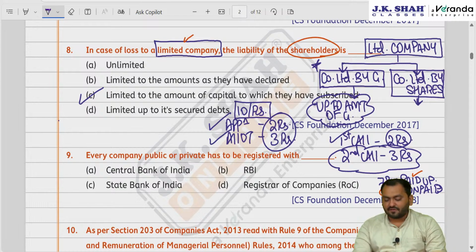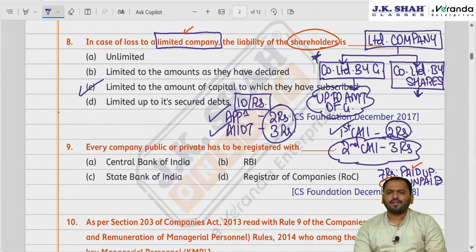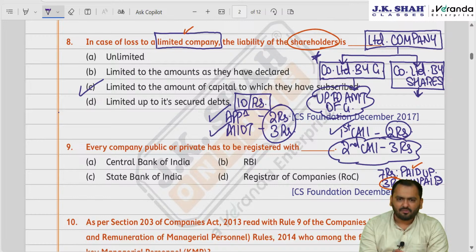Okay, one more thing, friends. If 10 rupees per share is the price, and what if I have already paid the entire 10 rupees? Then in that case, what is going to be my liability?